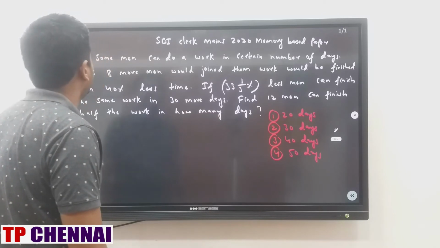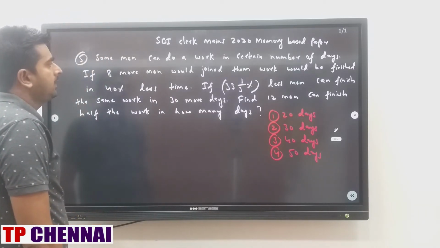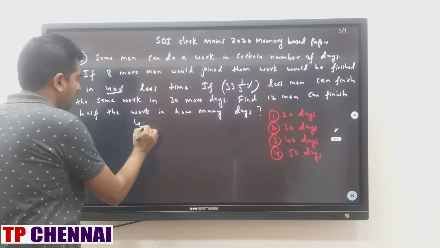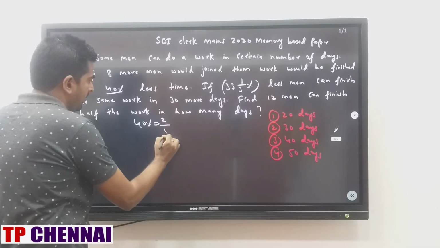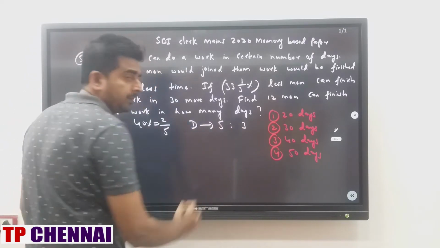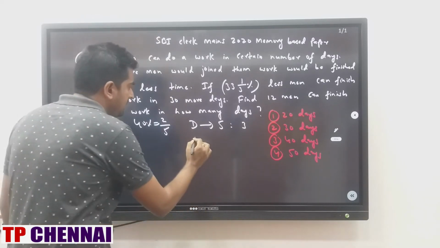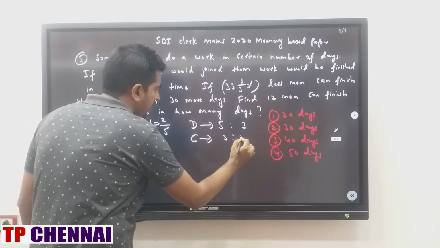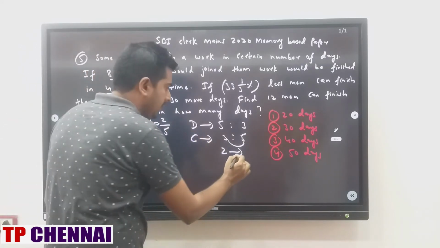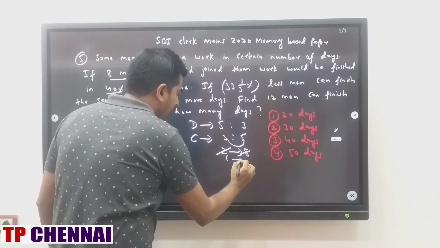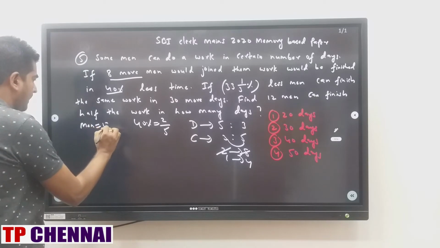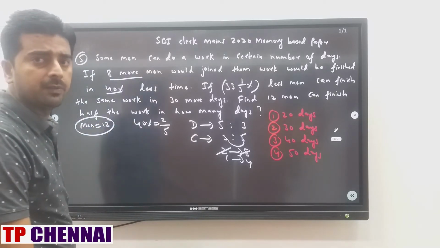If your concepts are clear, if 8 more men join, the work would be finished in 40% less time. What is the 40% fraction value? 2 by 5. So now I am writing the days ratio. If initial days is 5, now 2 less, so it is 3. Work is constant, so the capacity ratio will be 3 is to 5. Here how much more? 2. And how much more men? 8. 2 parts is 8. So 1 part is 4. So 3 parts is 12. So men is nothing but 12. That is from the first line.